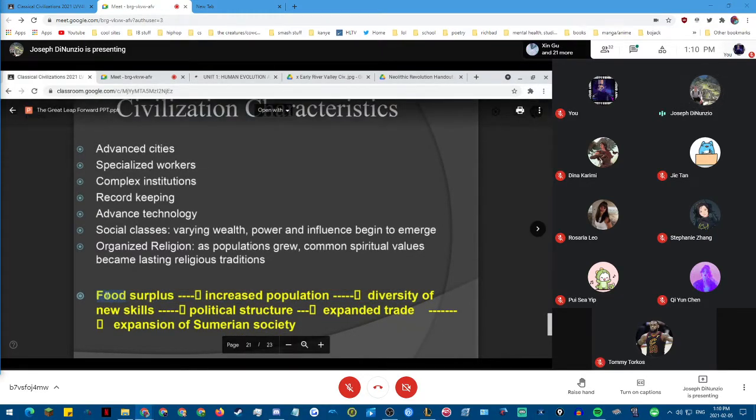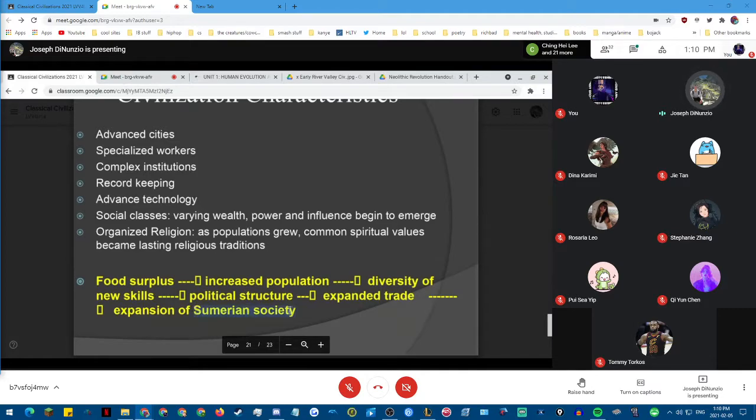So what happens after you get food surplus? What happens next? After food surplus, it leads to increased population, diversity of new skills, political structure, expanded trade, and expansion of Sumerian society. Good. And Sumerian society is really the first civilization that we have written records for.